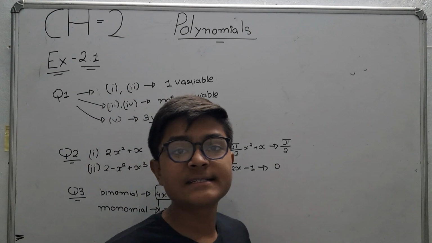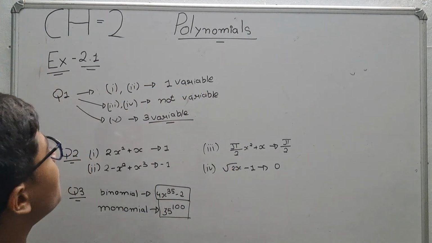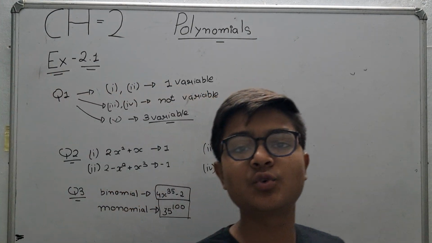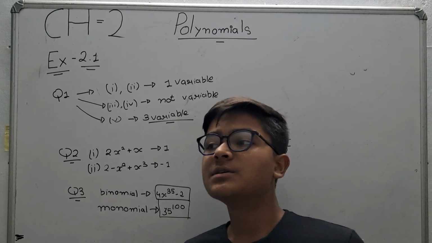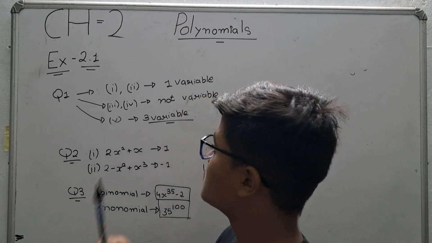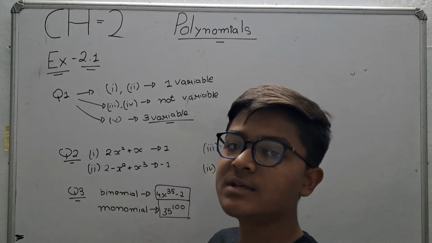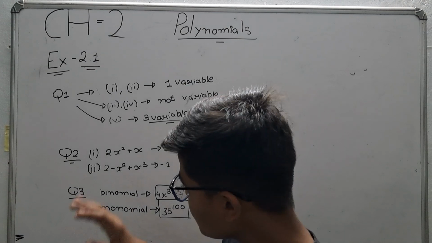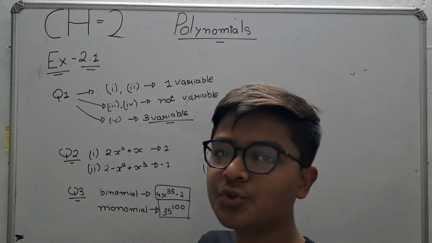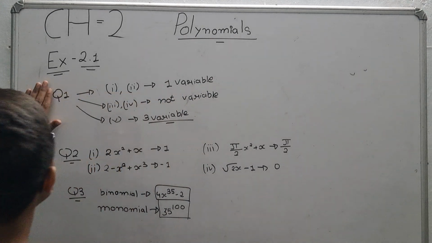Okay students, let's start with our exercise 2.1. 2.1 is too easy. A 6th or 7th standard student can also solve these questions. It is so easy that we will complete it in 2 to 3 minutes. So let's see what the first question is.